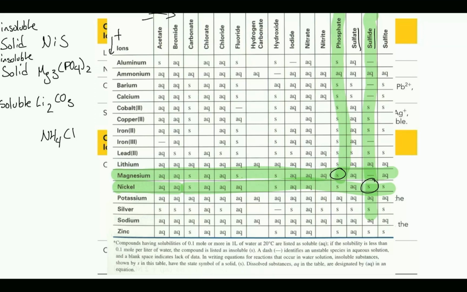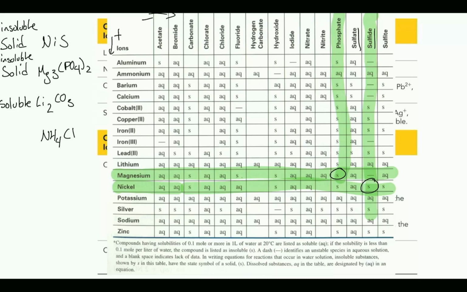Here they have actually a definition listed. Compounds having solubility of 0.1 mole or more in 1 liter of water at 20 degrees C are listed as soluble. So it must be less than 0.1 mole, which maybe the book just says. Anyways, I'm going to give you this chart on tests and stuff.